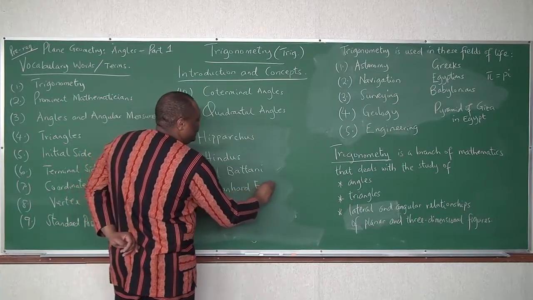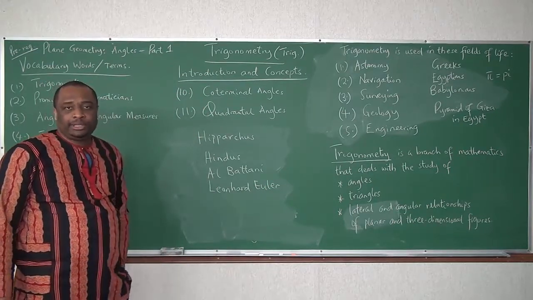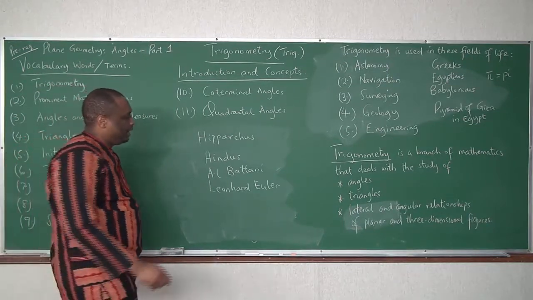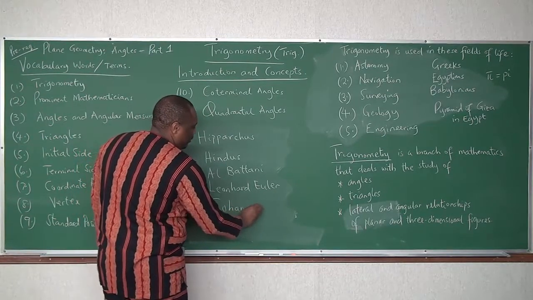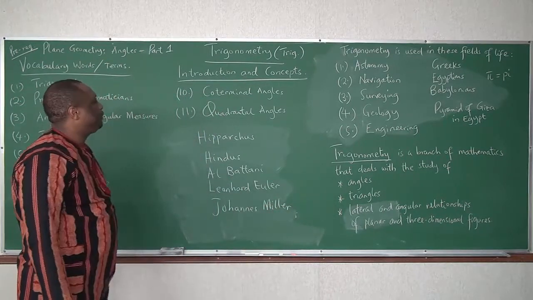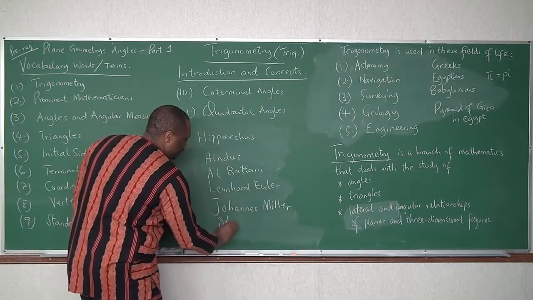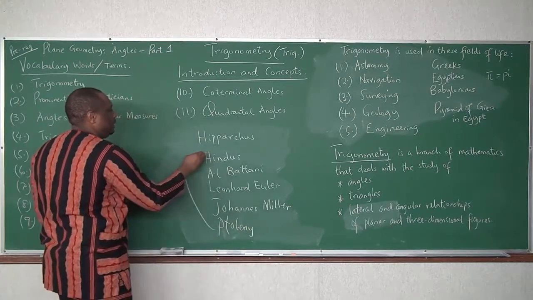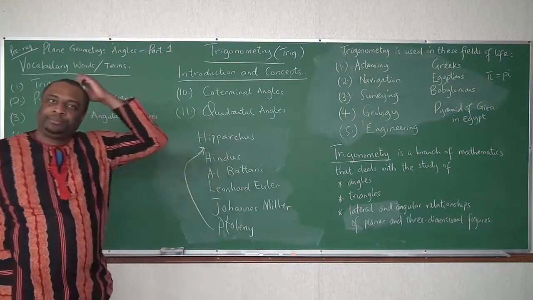we have Leonhard Euler. This guy is a Swiss mathematician, has a lot of contributions in mathematics and physics. We also have Johannes Miller. Oh, and I should have listed a very prominent one before these folks here. Ptolemy. Probably should have listed this guy here after Hipparchus. Ptolemy.